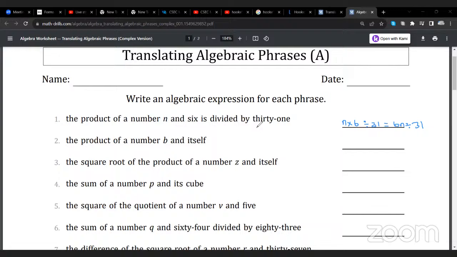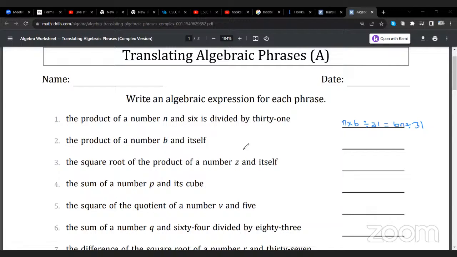Now, we're moving on to question number 2. You want to try it, Ashay, since you just came on? Tell us how you would write the answer for number 2. This is a tough one. B times B, sir. B times B.